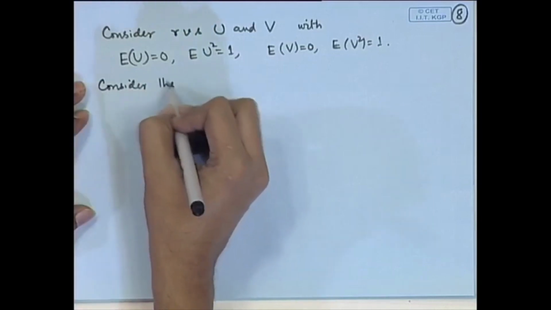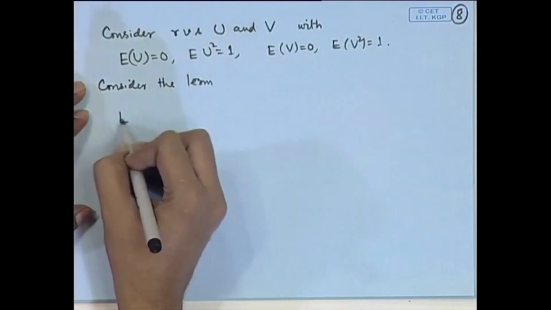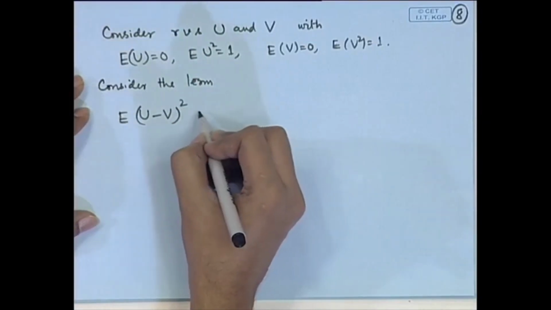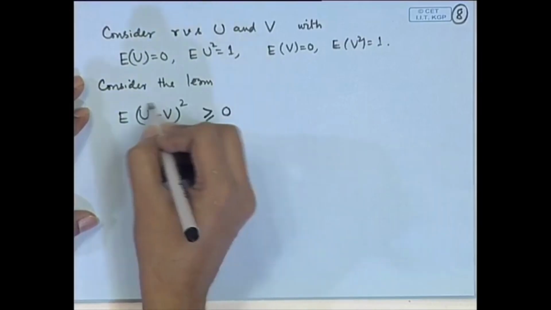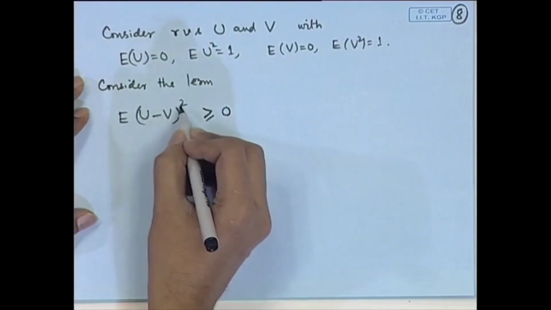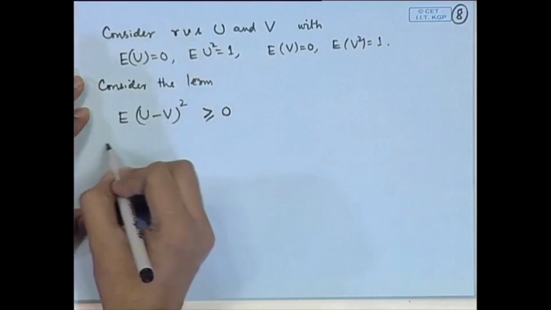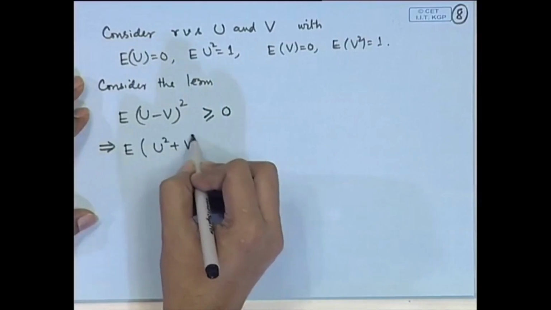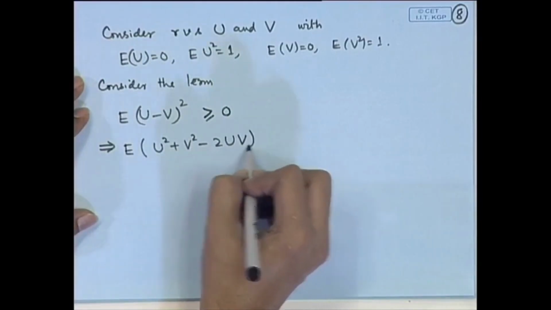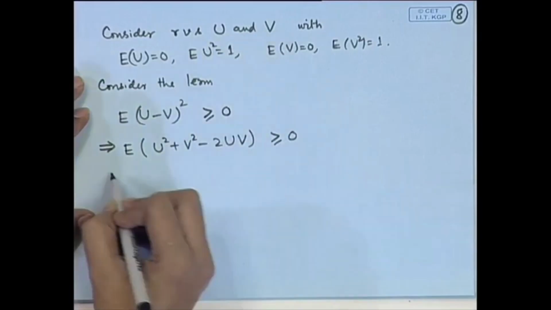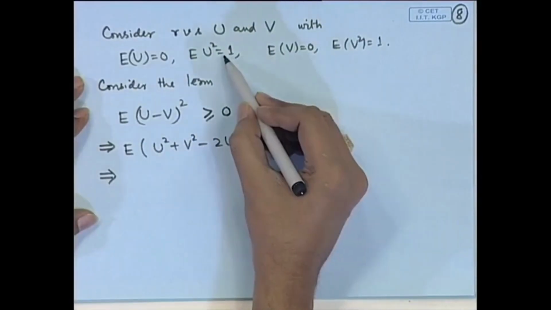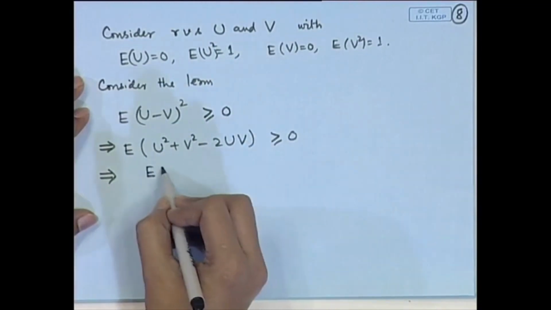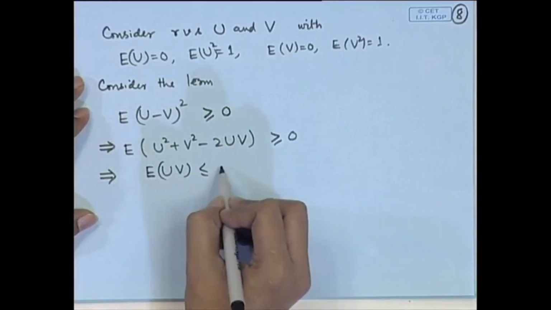consider the term expectation of (U minus V) whole square. Now, naturally this is greater than or equal to 0, being the average value of a non-negative term. Now, this will imply expectation of U square plus V square minus 2UV is greater than or equal to 0. Substituting the value of expectation U square and expectation of V square as 1, this relationship is reducing to expectation of UV is less than or equal to 1.